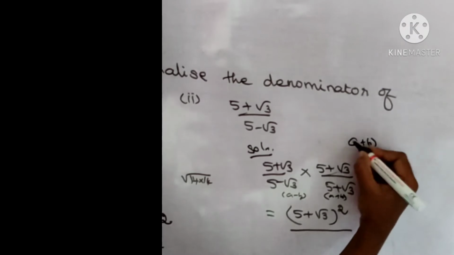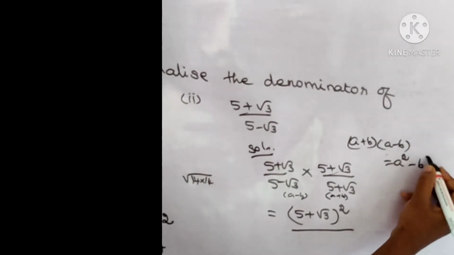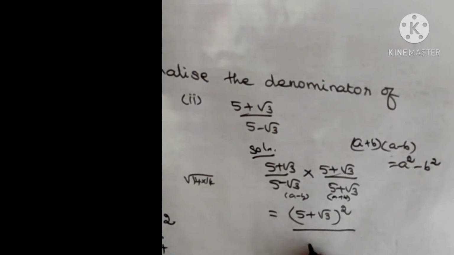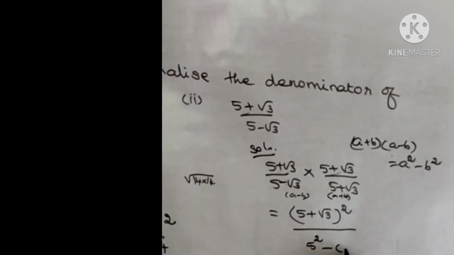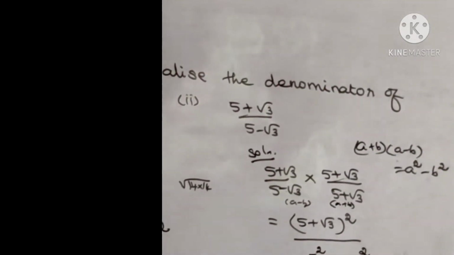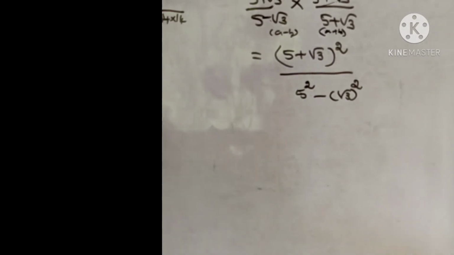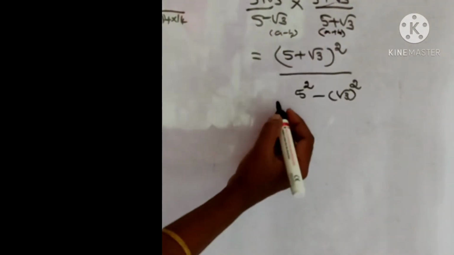A plus b into a minus b is a square minus b square. So in place of a we substitute 5, squared, and in place of b root 3, the whole square, in the denominator. 5 square minus root 3 the whole square. So the numerator is a plus b the whole square expansion, right?